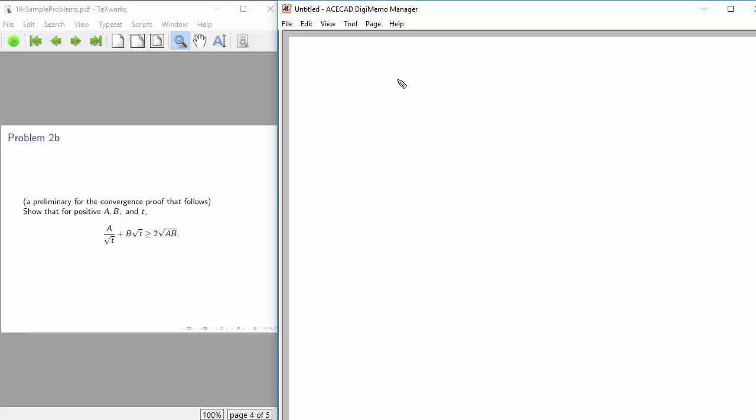So here I'm looking at a over the square root of t plus b times the square root of t. And if I graph that, it goes down, comes out like that. So it's got one minimum. Let's find it.